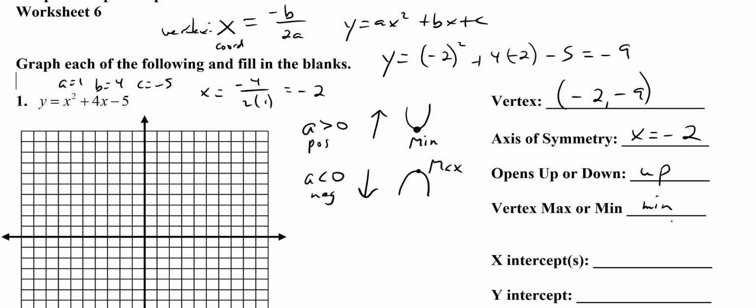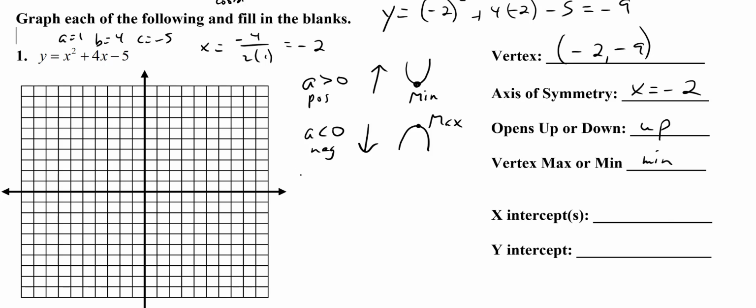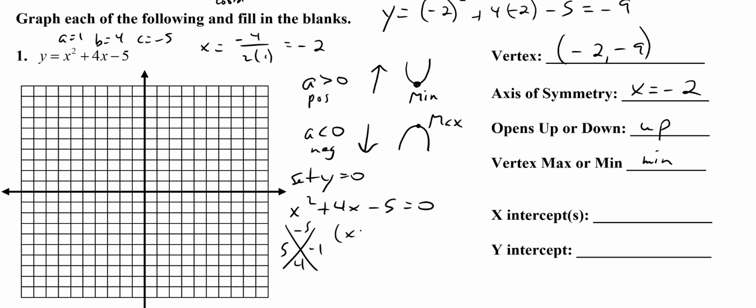X-intercept. Basically, you set y equal to 0. This is from yesterday's lesson. If I set y equals 0, I get x squared plus 4x minus 5 equals 0. Then you're going to use your x method to factor. So you got -5 and 4, so it's going to be +5 and -1. So you get x plus 5, x minus 1 equals 0. Each of these gives you x equals -5 and x equals +1. Please put it as a coordinate. So it's -5, 0, and 1, 0.